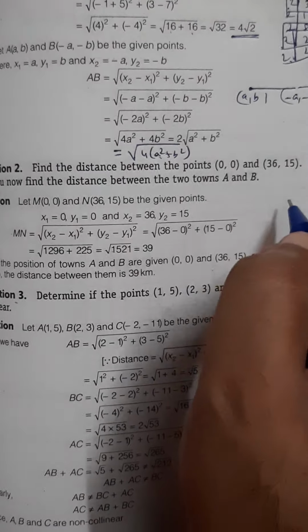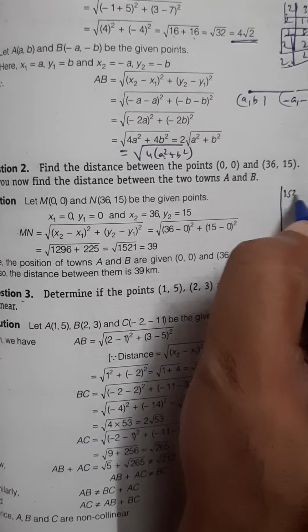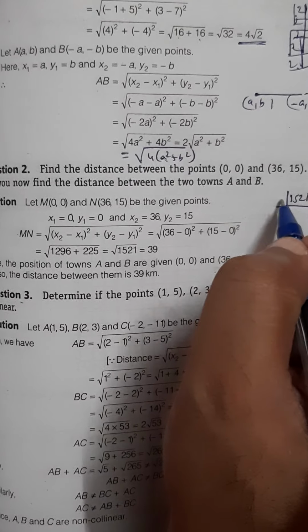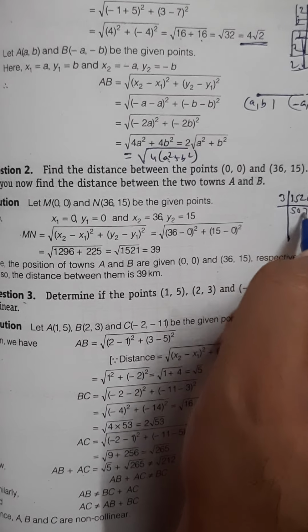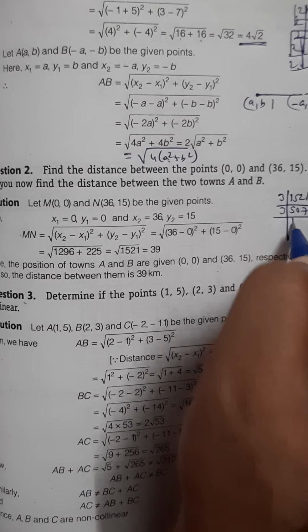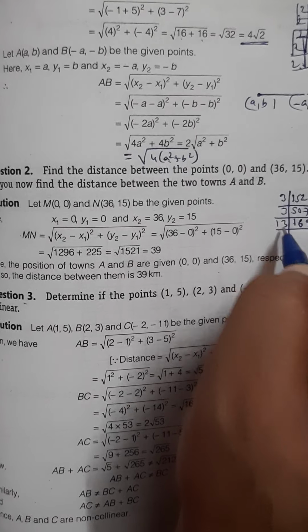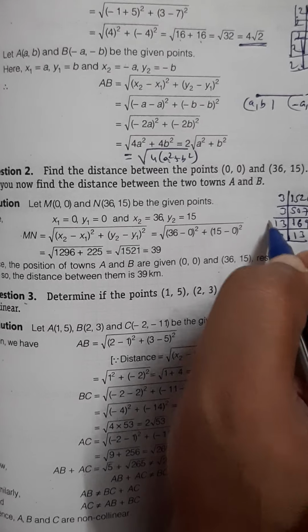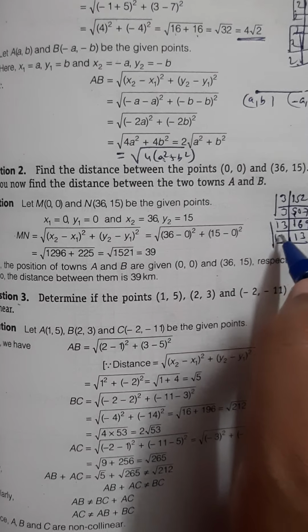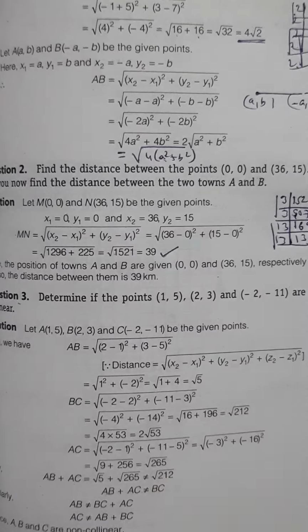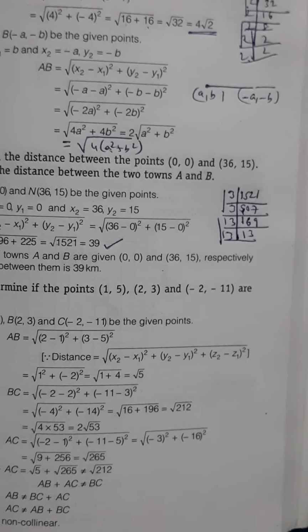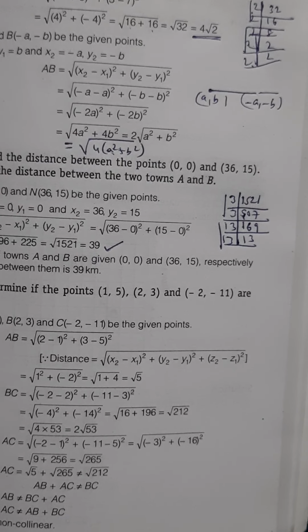So how do you get the square root? By taking out the prime factorization. 1521 divided by 3 is 507, 507 divided by 3 is 169, and 169 is 13 times 13. So this forms a group. 3 and 13, 39. So that's how you get the answer 39, right? So we can easily find out the square root by the prime factorization method.